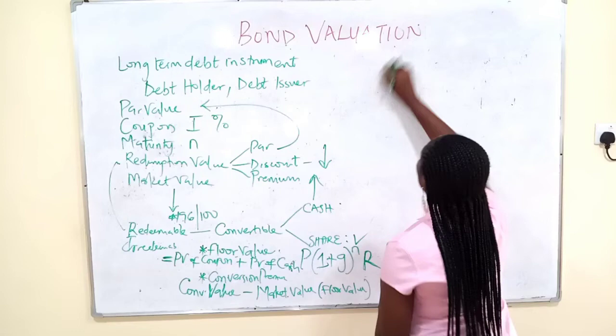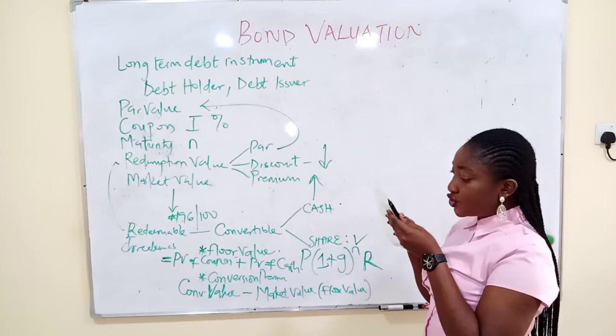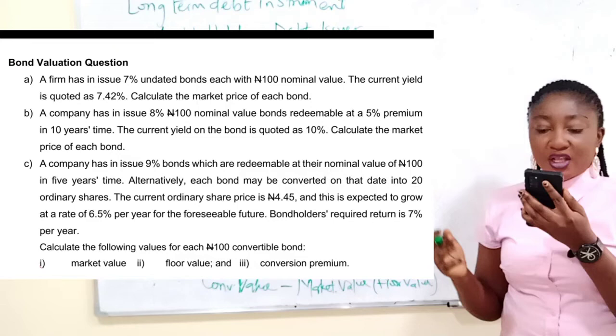So I have a question on my phone. Bond valuation. I'll post it on the screen. Question 1A. A firm has issued 7% undated bonds, each with 100 naira nominal value. The current yield is quoted at 7.42%. Calculate the market price of the bond.